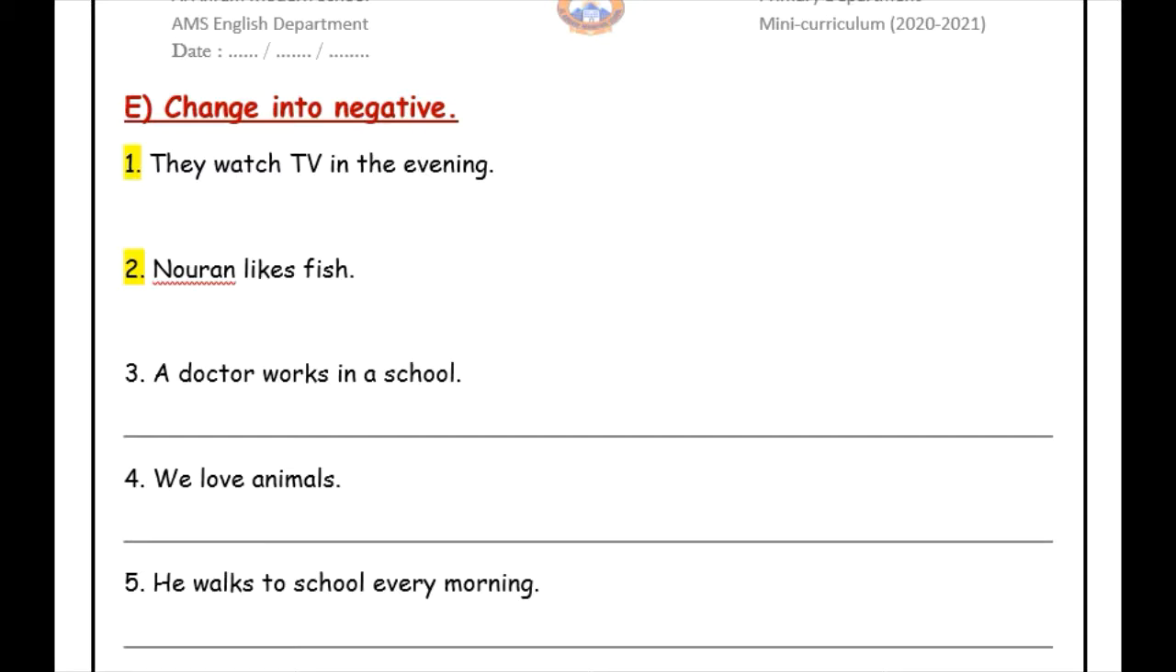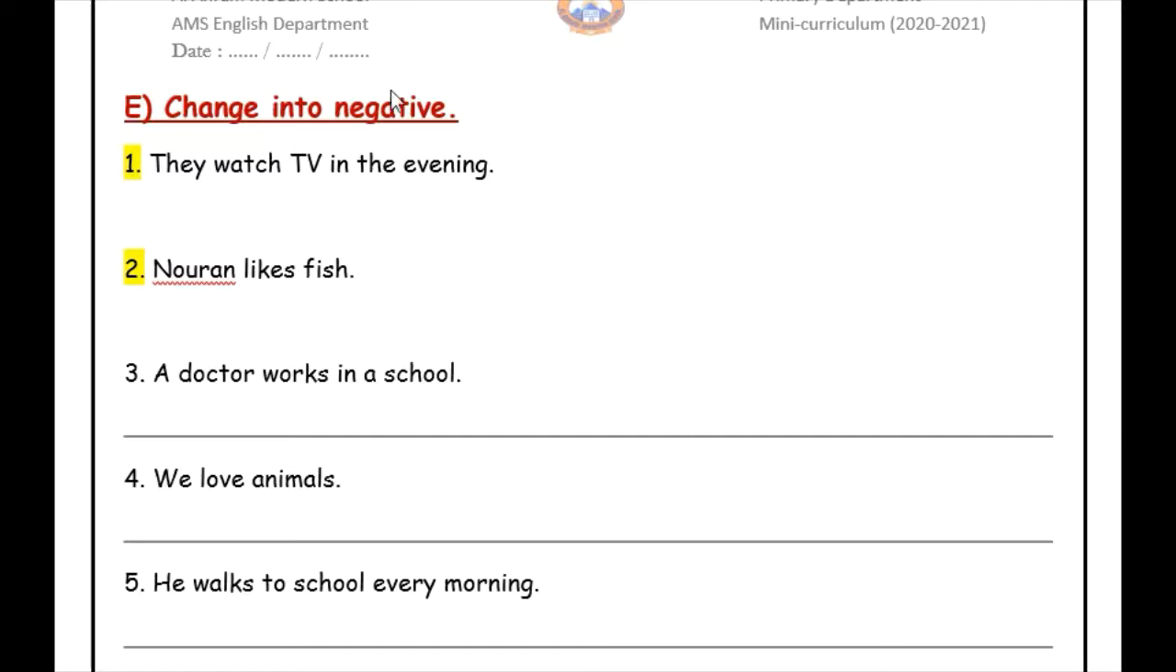Exercise E. Change into negative. Don't forget that to change the sentence into negative, we need to use either don't or doesn't plus the infinitive form. So let's start by number 1.